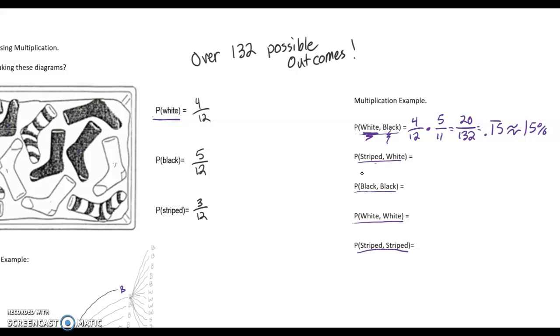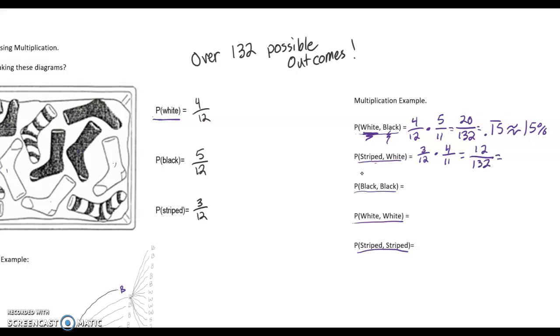To walk through another example, the probability of finding a striped sock is 3/12 times a white sock. Now remember, we took a sock out, so there's only 11 socks left, 4 of which are white. We multiply our numbers across, so we get 12 over 132.